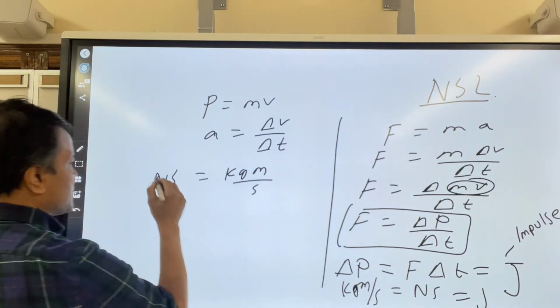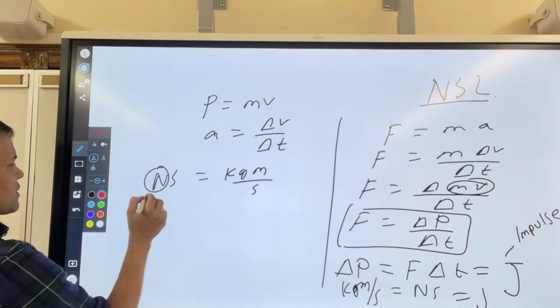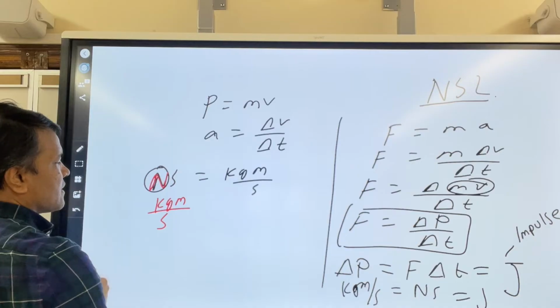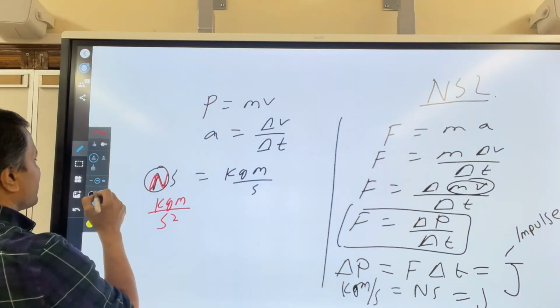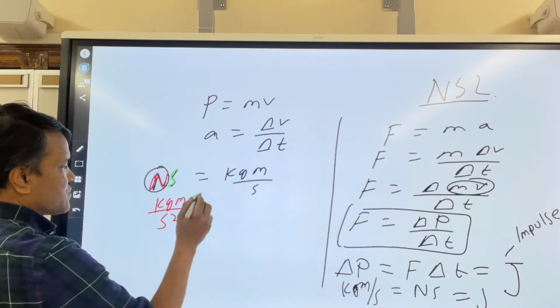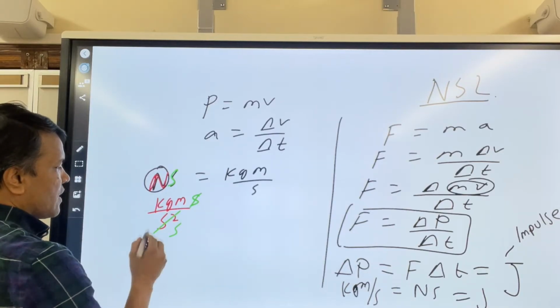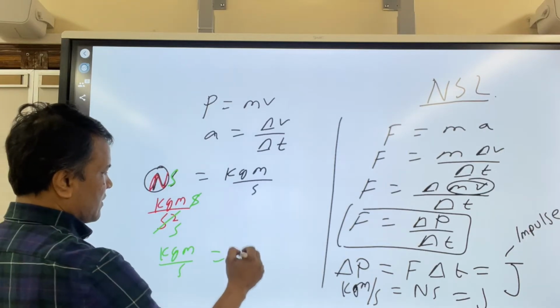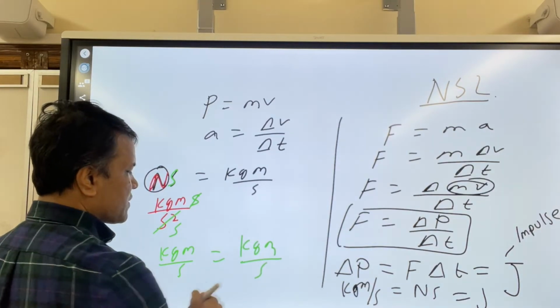Why is that? Because Newton is kilogram meter per second square, right? And you have another second over here. So second goes to second, and you have kilogram meter per second, which is equal to kilogram meter per second. All right, so they are the same thing.